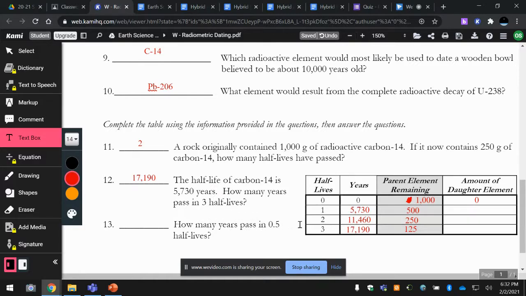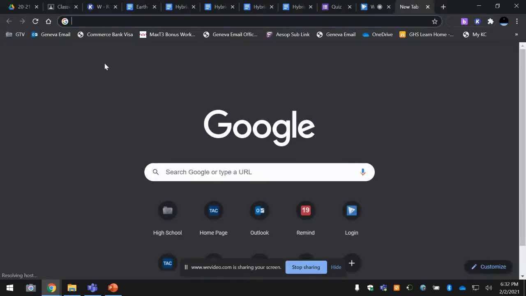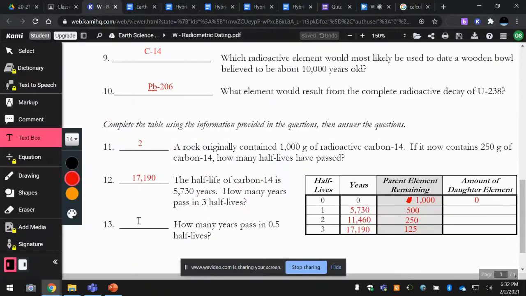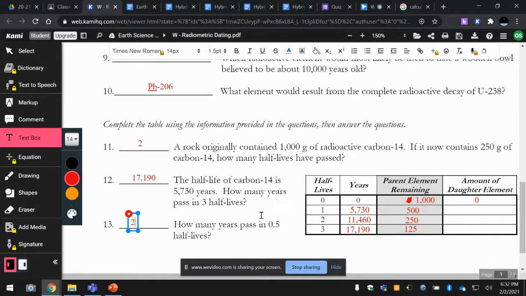How many years pass in a half of a half-life? Well, what we do is just take 5,730 and divide it by 2. I'm sorry, I can't do that in my head. You're seeing how the sausage is made here. I have to use simple things too. Whoops, not divided by 5, divided by 2, and that's going to give us 2,865. And so the answer would be 2,865.